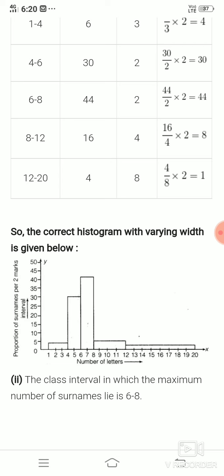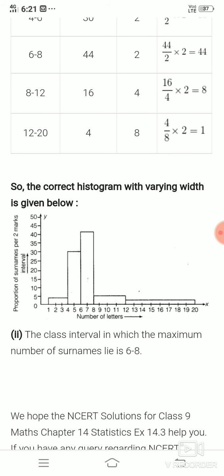For your x-axis take 1, 2, 3, 4 up to 20, and your y-axis 0 to 50. From 1 to 4 a rectangle, then 4 to 6, 6 to 8 rectangles, then 8 to 12 a rectangle, and 12 to 20 a rectangle. The class interval in which the maximum number of surnames lies is 6 to 8.